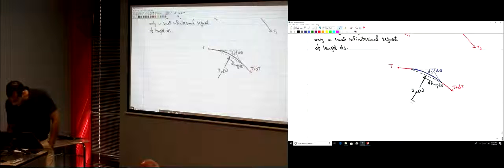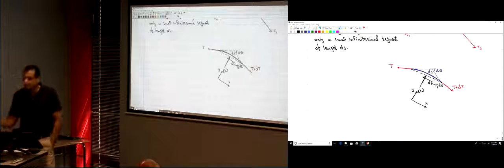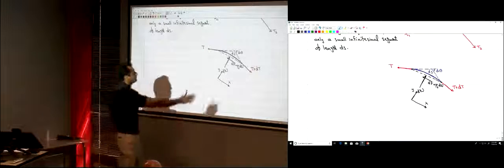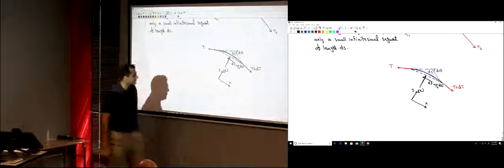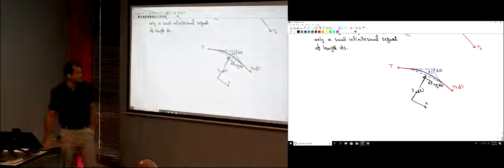Y and x along the direction of the small infinitesimal length. So that's y and x.